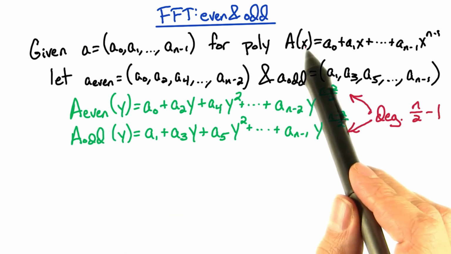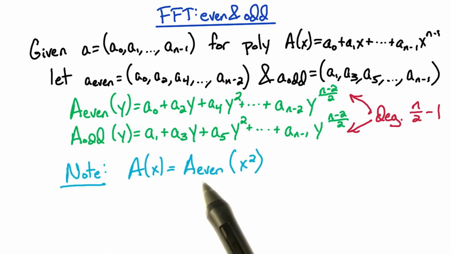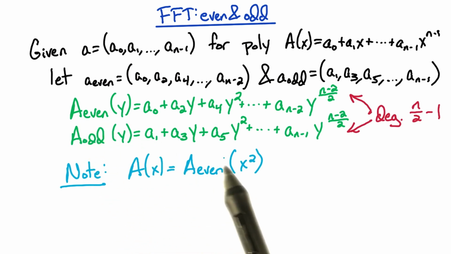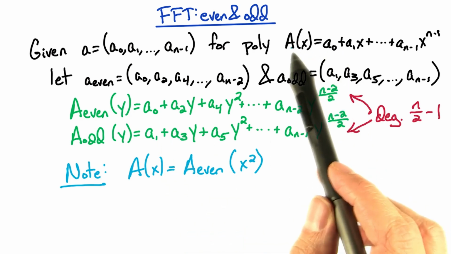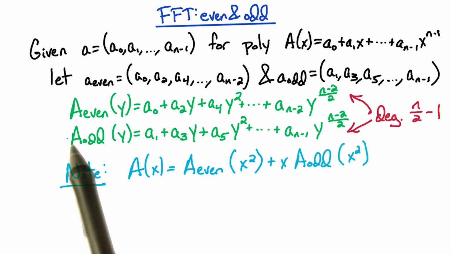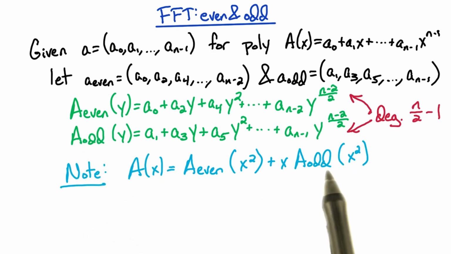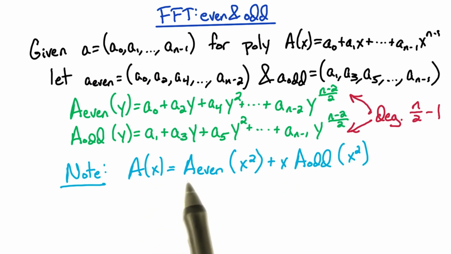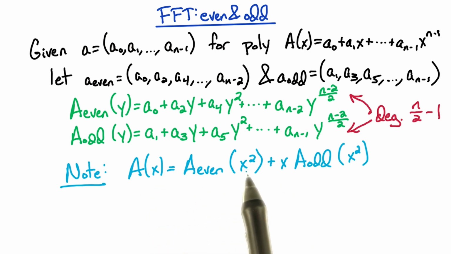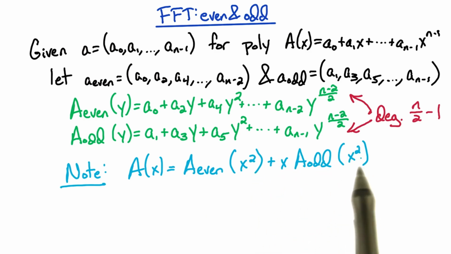How does the polynomial a of x relate to the polynomial a even and the polynomial a odd? Well, notice if I take the polynomial a even and I evaluate it at y equals x squared, then I get the even terms of the polynomial a of x. Similarly, if I evaluate the polynomial a odd at the point y equals x squared, then I get the odd terms, except it's off by 1 in the exponent. So I multiply it by x. So a of x is equal to a even evaluated at the point x squared plus x times a odd evaluated at the point x squared.